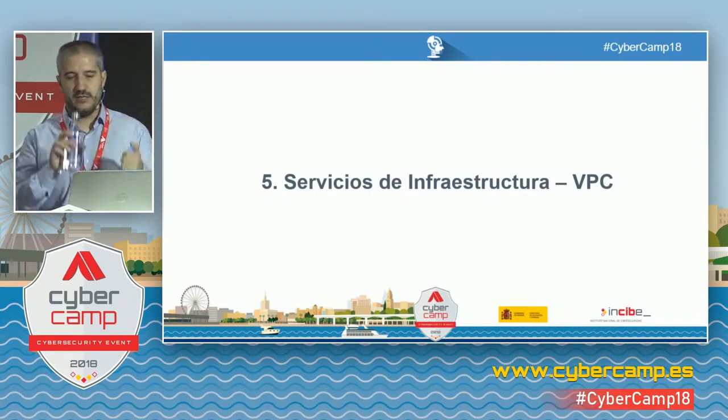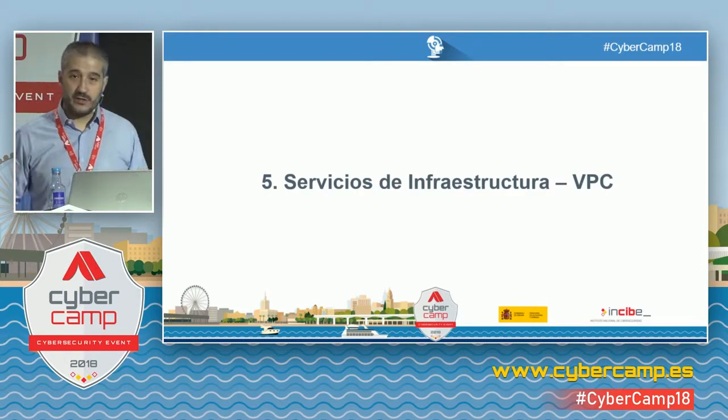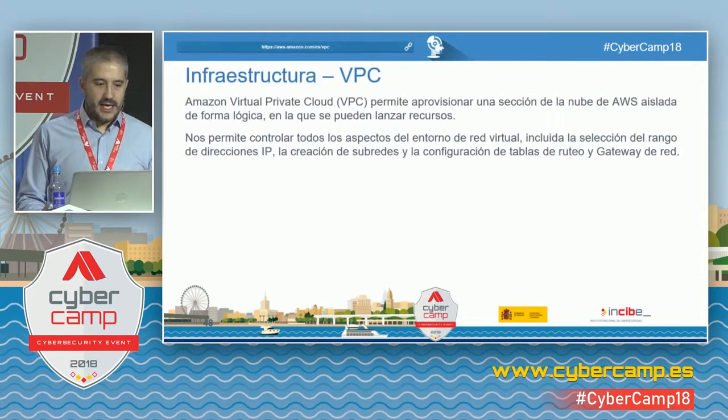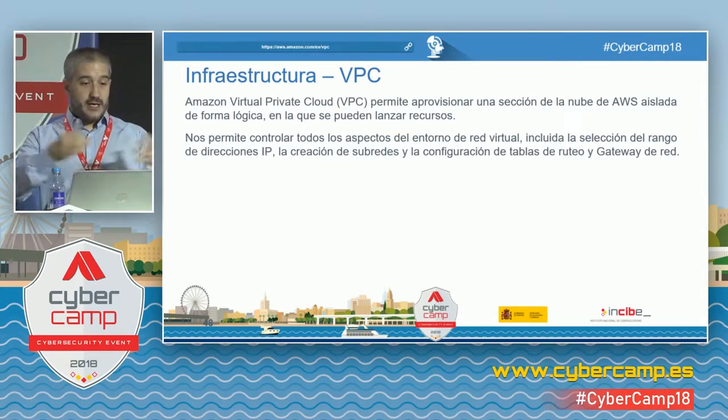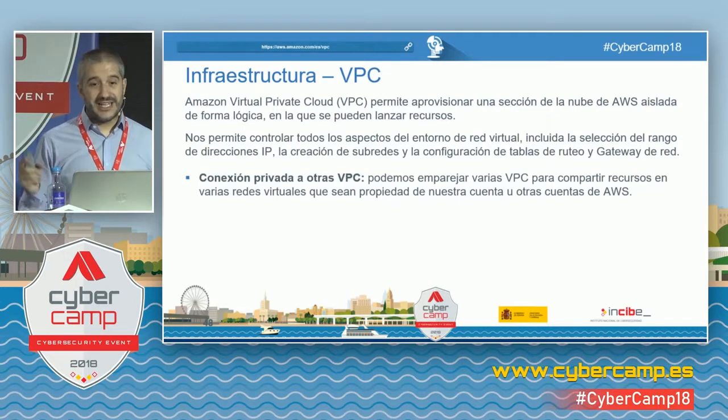So let's see infrastructure services. VPCs. Next. This is just a virtual network, a private virtual network, where you can fit all the elements that we'll be using there. So these will allow us to control it all. IP ranges, we will have tables and everything.